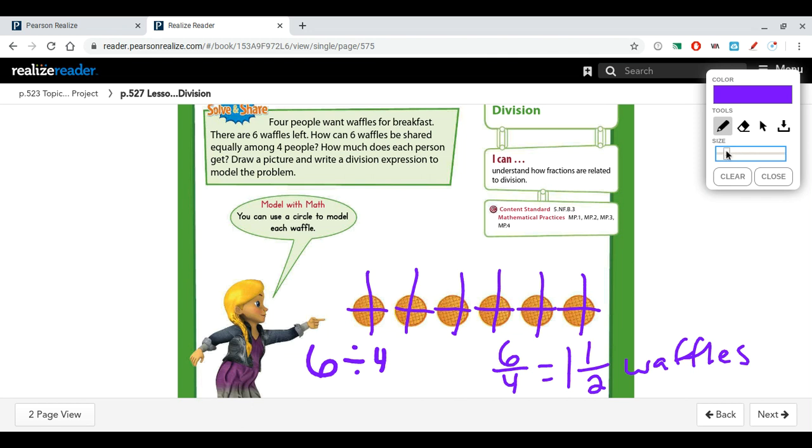And what that tells me is I am doing the numerator divided by the denominator. This is my expression. Notice I don't have an equal sign here. An expression is only part of an equation, so it's not going to have an equal sign. So my expression is going to be 6 divided by 4. And then when I find my answer, I end up with 1 1/2 waffles.